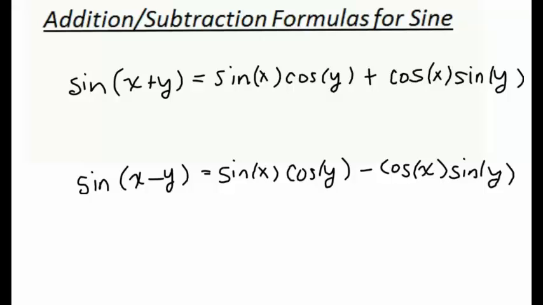Two things that always helped me remember the addition and the subtraction formulas for sine were the following. Sine stays on the outside, and cos stays on the inside. Also, the sign on the left-hand side of my equation is equal to the sign I'm going to have on the right-hand side of the equation as well. And then I alternate x, y, x, y.